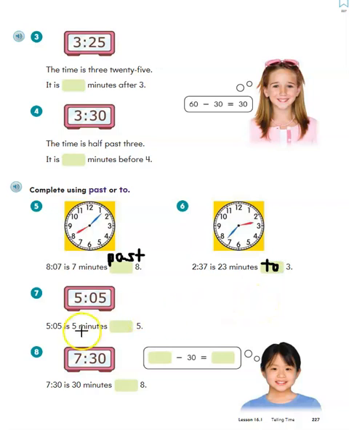So it is 23 minutes to or before 3 o'clock. All right, number 7, 5:05 is 5 minutes. We know it's 5 minutes past 5. Okay. And then number 8, 7:30 is 30 minutes blank 8. And our helper friend is reminding us a whole hour is 60. 60 minus 30 is 30. So we know 7:30 is 30 minutes past 7. It's also 30 minutes to 8 or before 8.